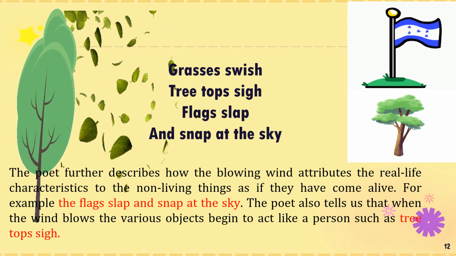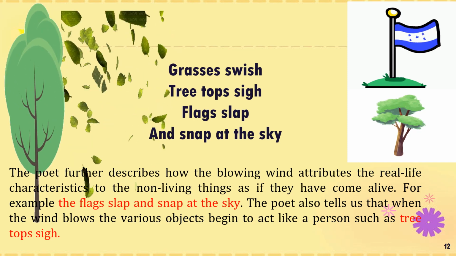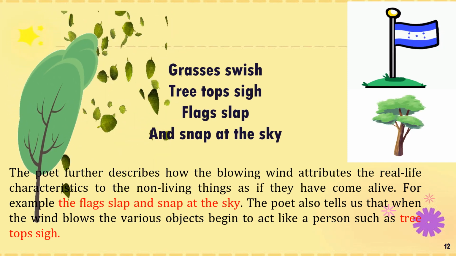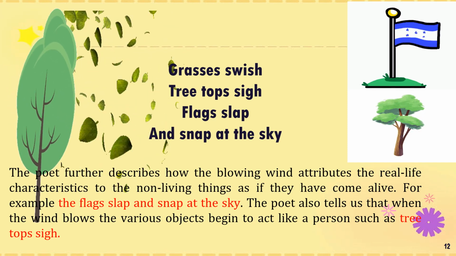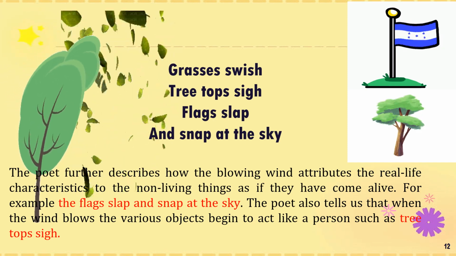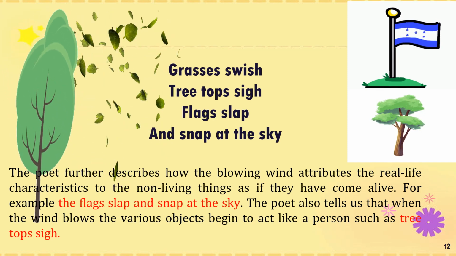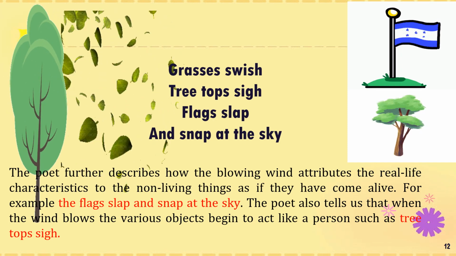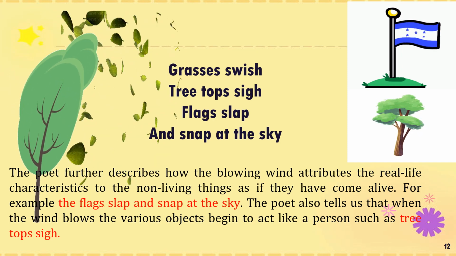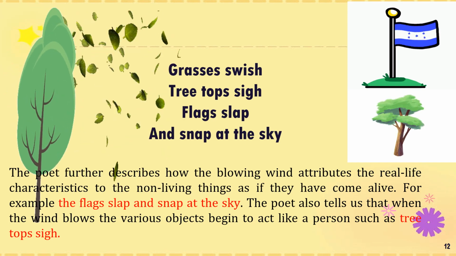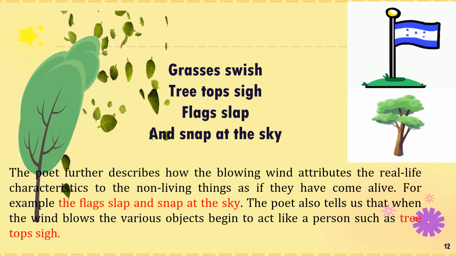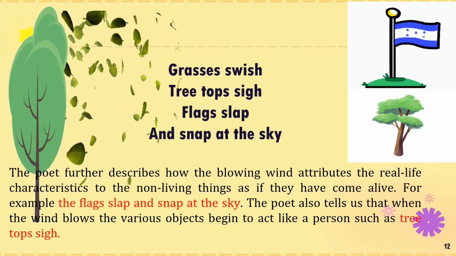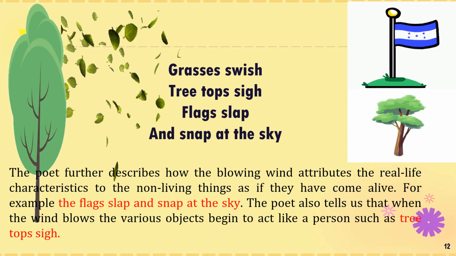The poet also tells us that when the wind blows, the various objects begin to act like a person, such as treetops sigh. Children, I have already told you the meaning of sigh, which is to let out a deep, long, audible breath expressing sadness, relief, or tiredness, which is a characteristic of humans. So it seems due to the wind, treetops also begin to behave like humans and they sigh. Grasses swish. Swish means to move quickly through the air, producing a soft sound.